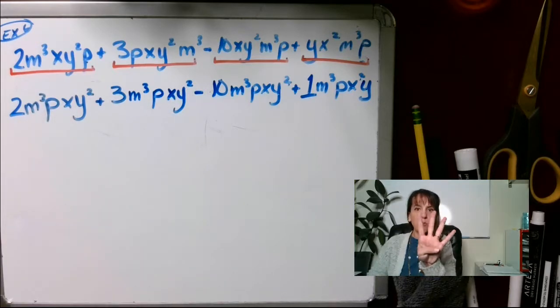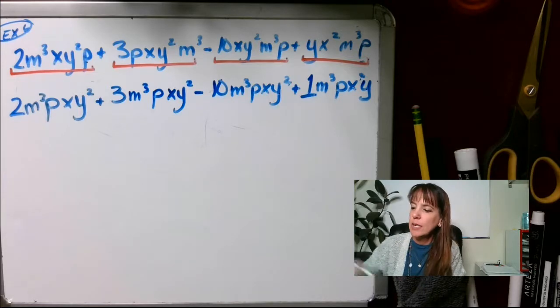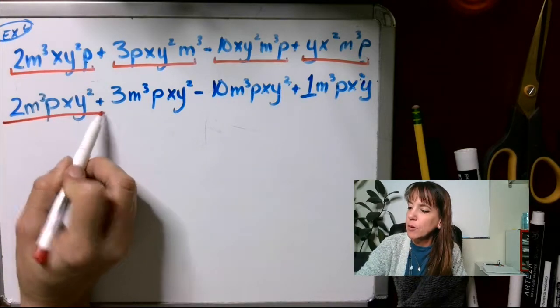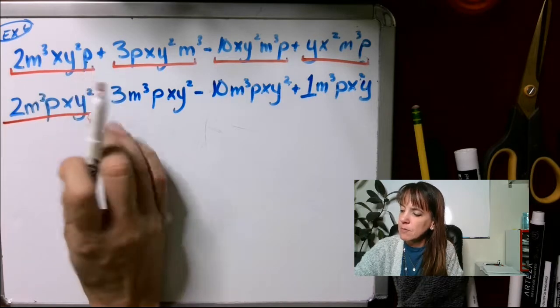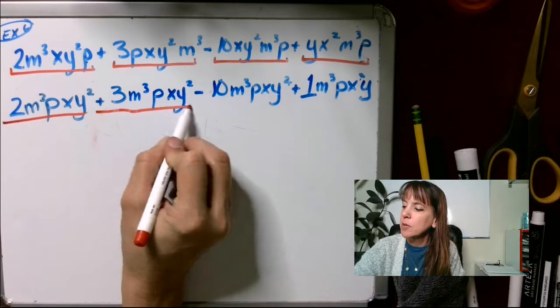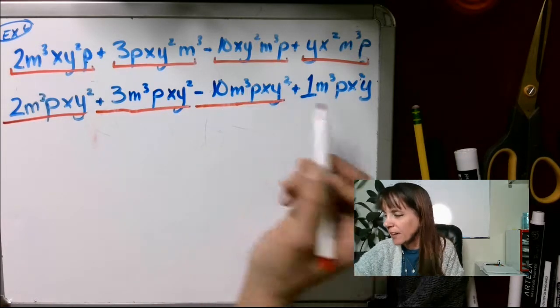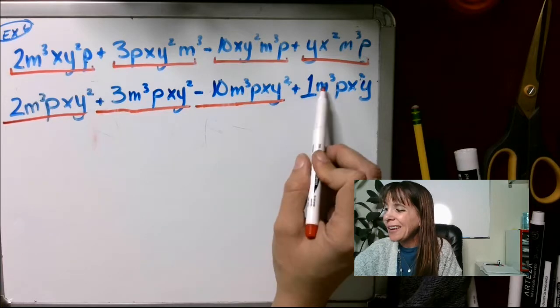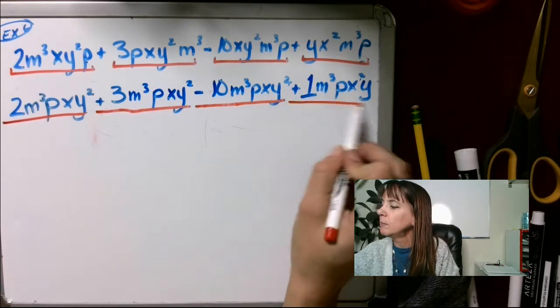So we still have those 4 chunks, right? Let's see which ones we can attach. This one is 2 m cubed p x y squared, 3 m cubed p x y squared, negative 10 m cubed p x y squared. 1 m cubed p x squared y. That doesn't match, so that's going to be a separate one.